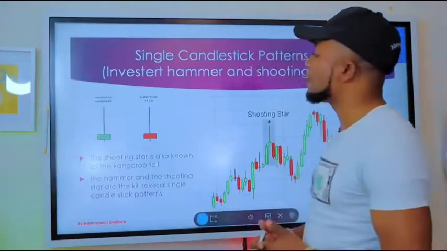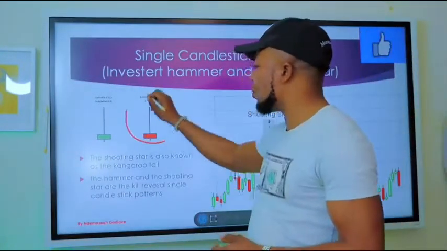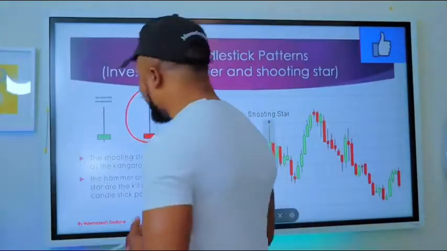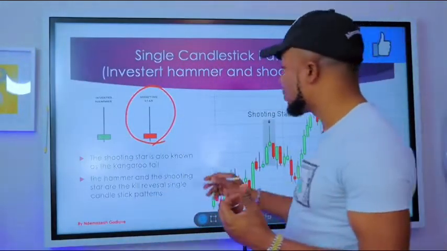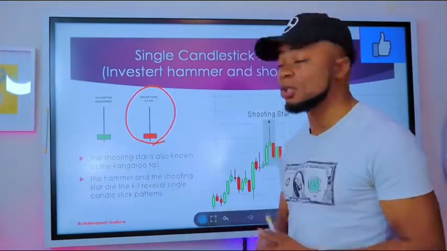So if you have already subscribed and hit the thumbs up, let's move to the next slide, on which we're going to be talking about the inverted hammer and the shooting star. Here the main thing I want us to pay attention to is the shooting star. Remember, in our previous video we spoke of a hammer. A hammer is just the opposite of a shooting star.